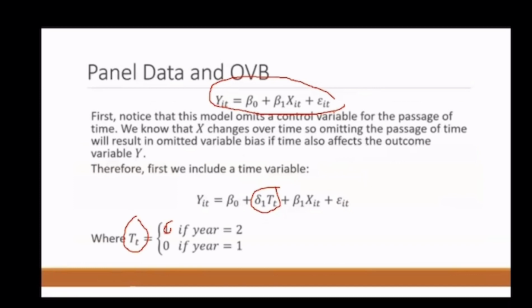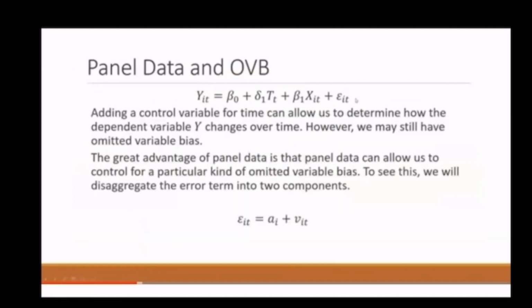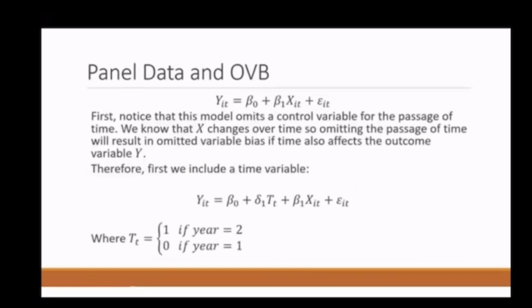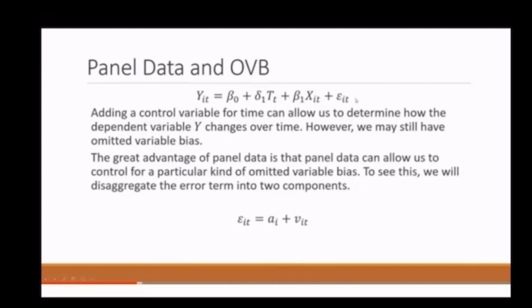Okay, now based on that dummy, you're going to have two different models: one for year one and one for year two. Does that make sense? Now another thing we can do. The problem that we normally encounter is that the error is not going to behave well. Why is it that the error is not going to behave well? Because the error is correlating. We don't want that.